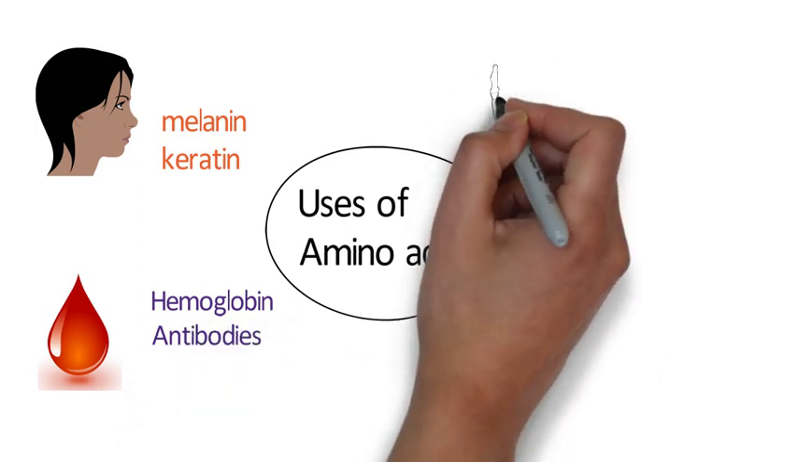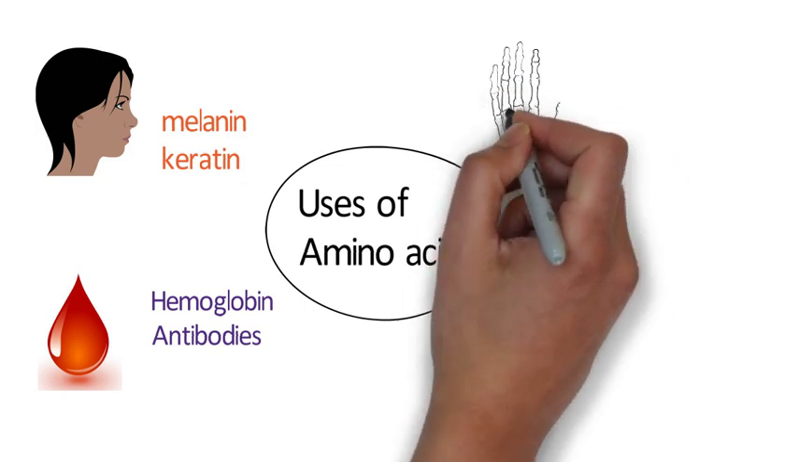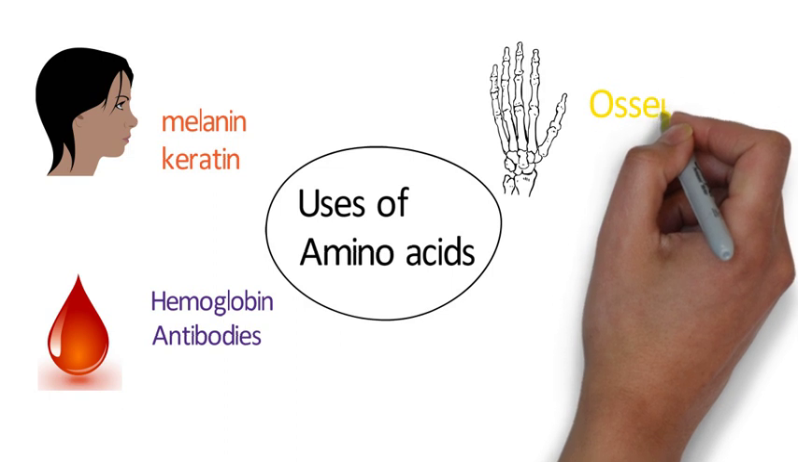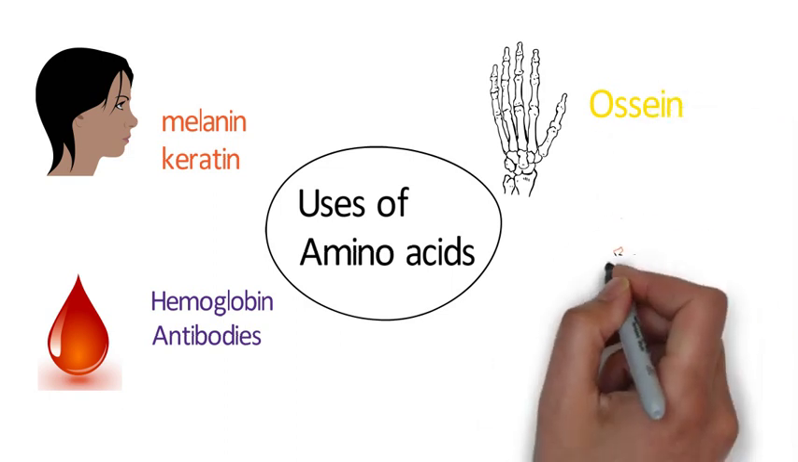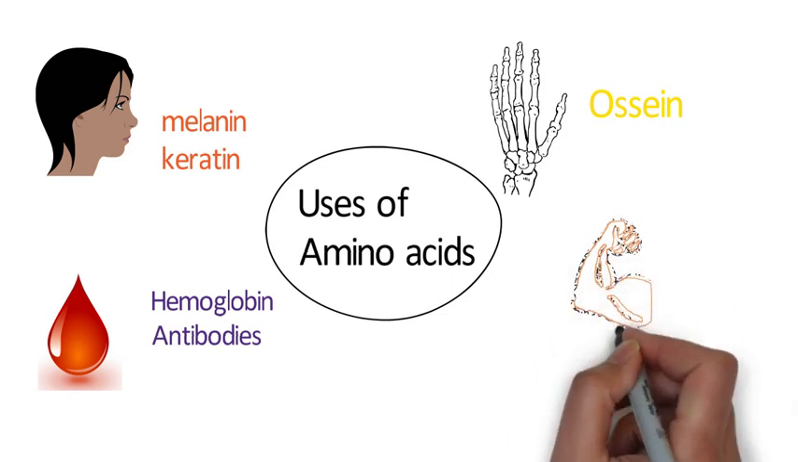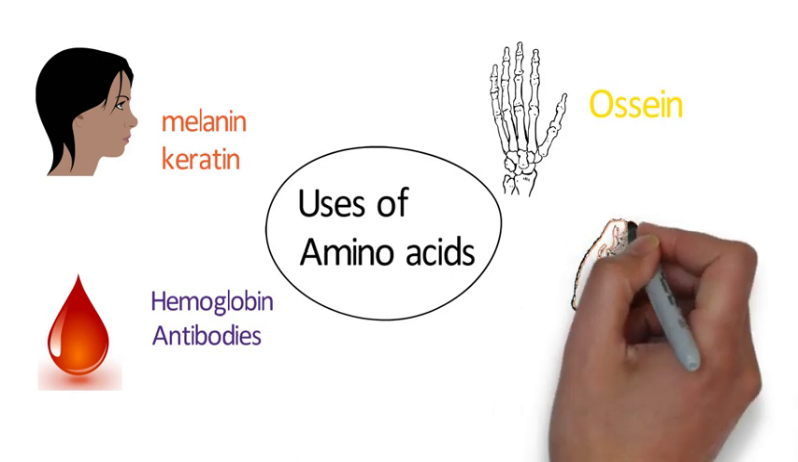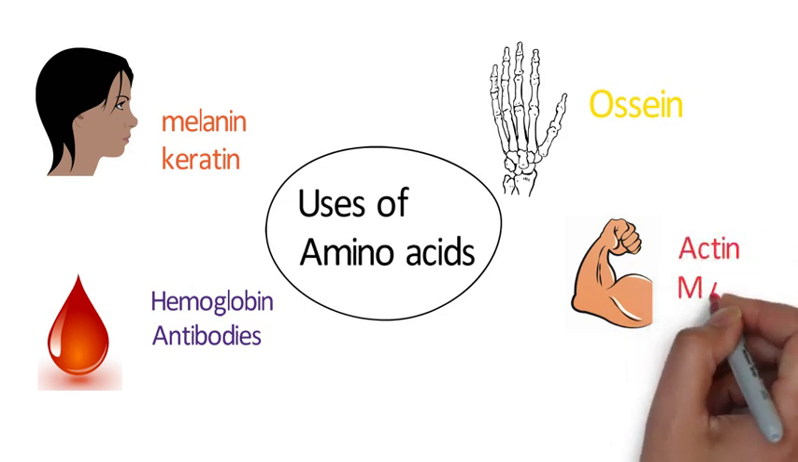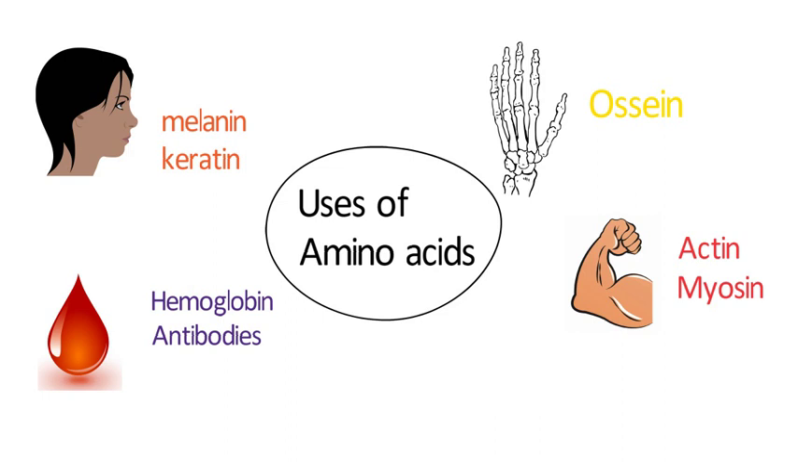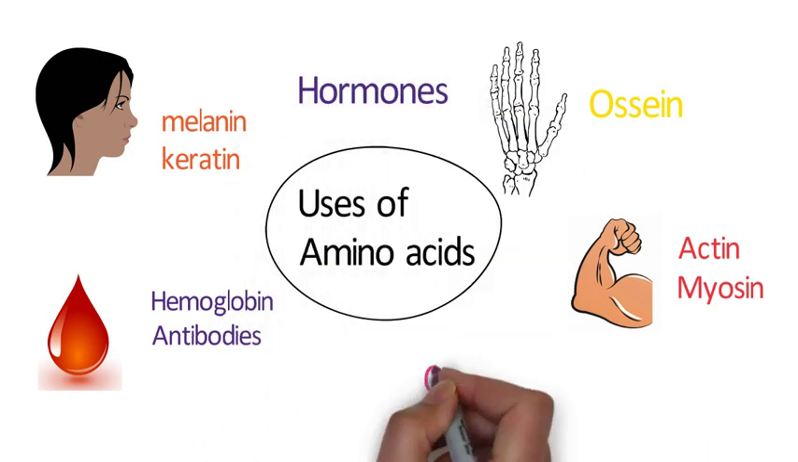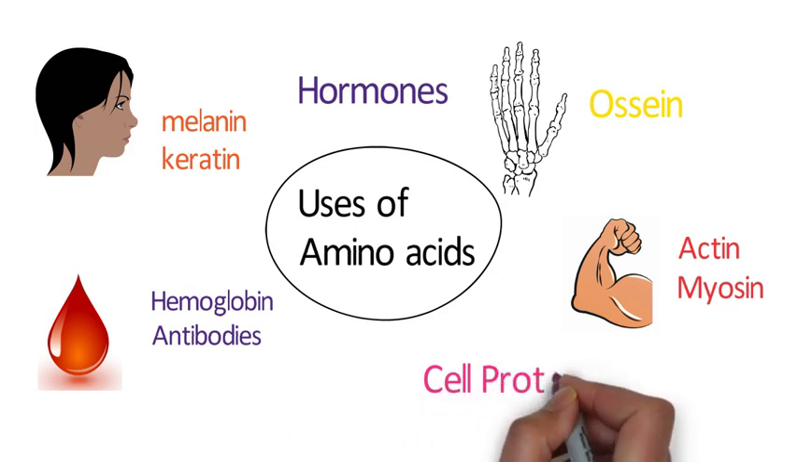And next, the bones in our body contain a very important protein known as ossein. This protein is important to hold the bones together. And the muscle cells of our body contain two important proteins, actin and myosin, which are flexible proteins and cause the movement of the muscles. So these two proteins are important for muscle movement, actin and myosin. And then there are hormones. They are all made up of proteins, and certain cell proteins like the cell membrane and enzymes inside the cells are also made up of proteins.